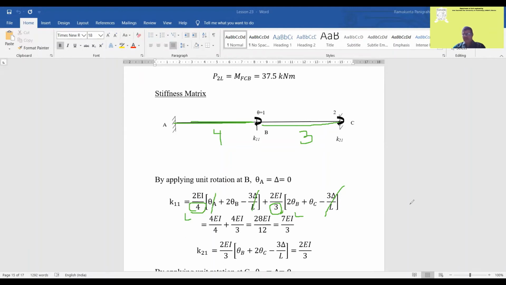Now you write the equation. What is the equation? 4 EI. Now theta B is equal to 1, right? Theta B is equal to 1. So the value of theta B is equal to 1. So we are getting unit rotation.